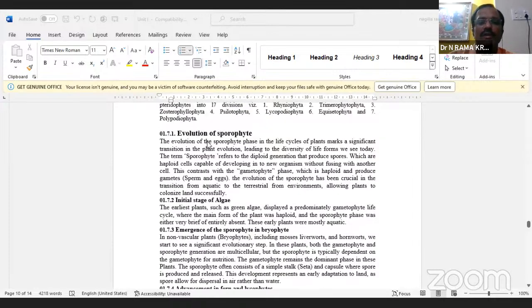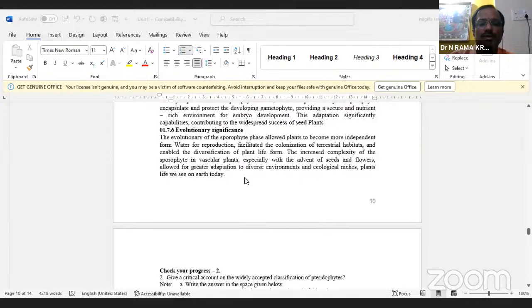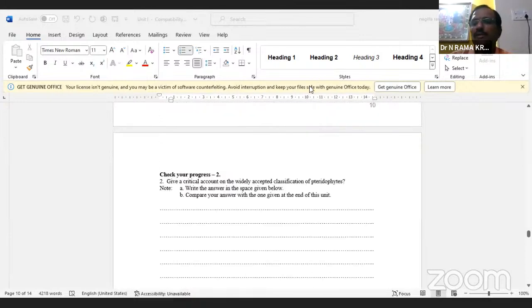We'll discuss the evolution of the sporophyte in the next class. What are the advanced characters of the sporophyte? We'll discuss that in the next classes.